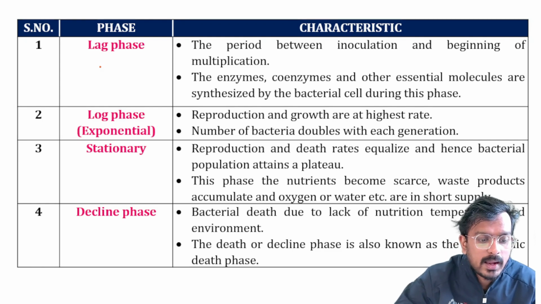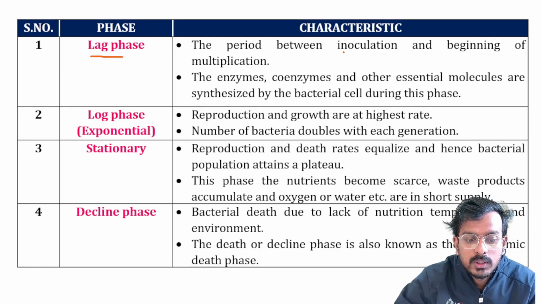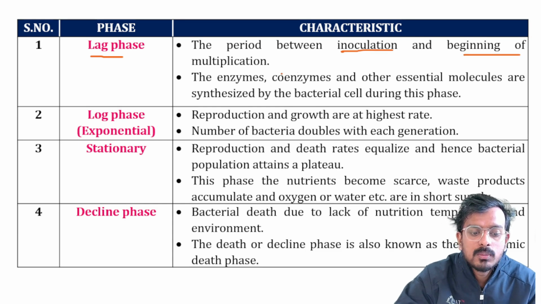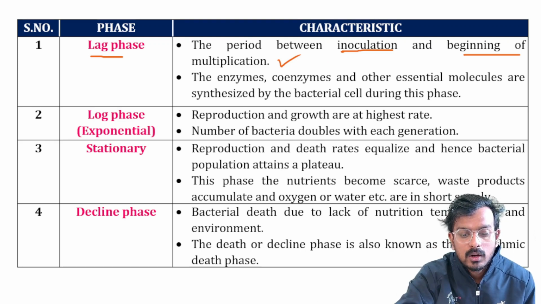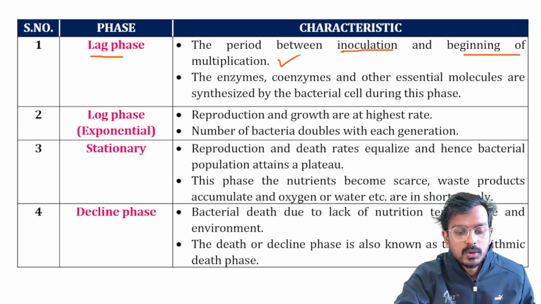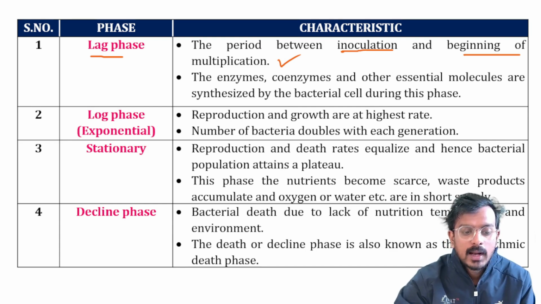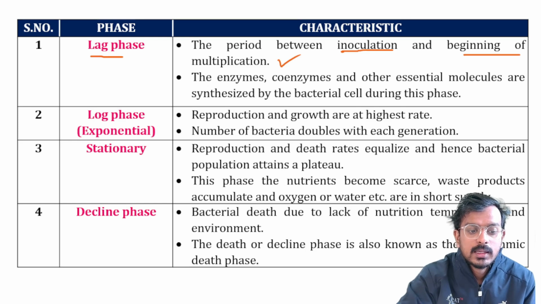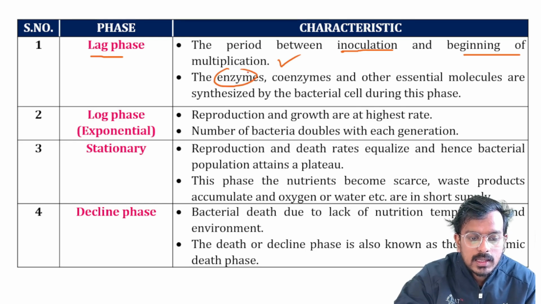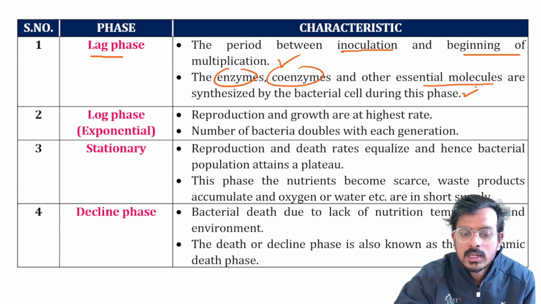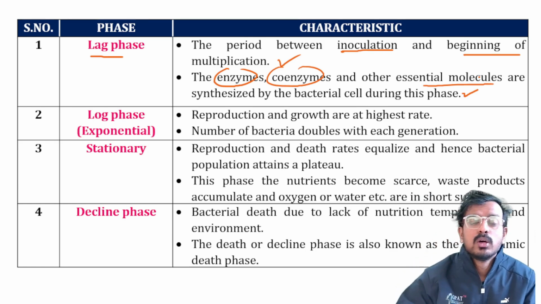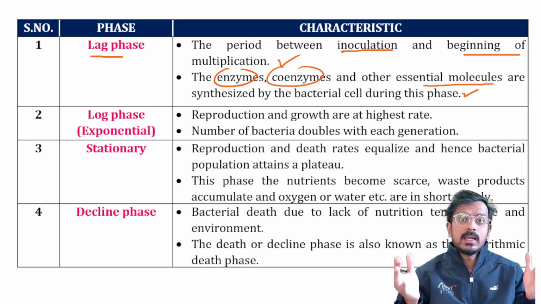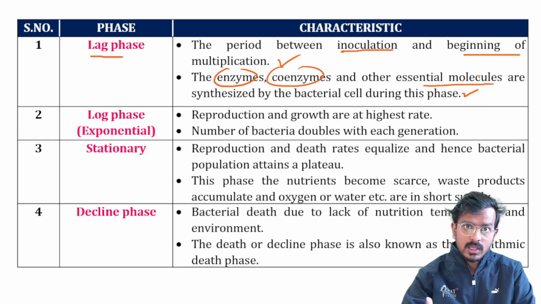The first phase is the lag phase. The lag phase is basically the period between inoculation and the beginning of multiplication. You have inoculated the bacteria, and then the bacteria start multiplying. Next, coenzymes and other essential molecules are synthesized by the bacterial cell during this stage. Bacteria will start synthesizing enzymes and coenzymes. That means the bacteria prepare themselves for cell division.